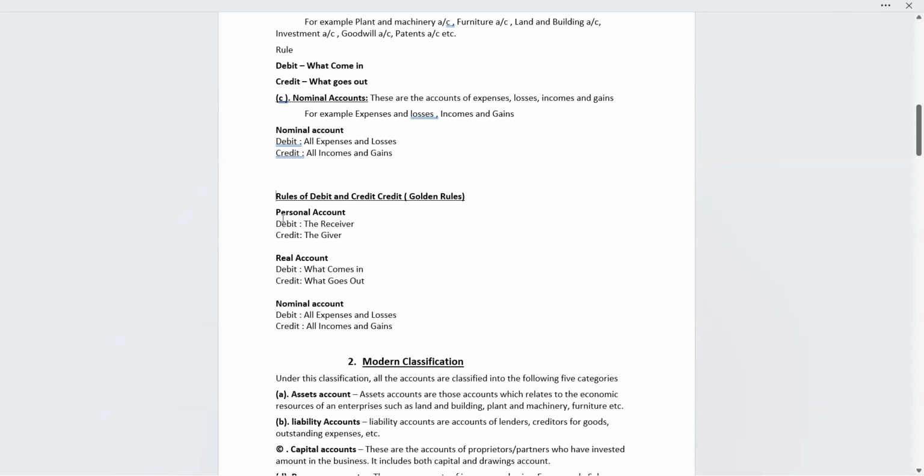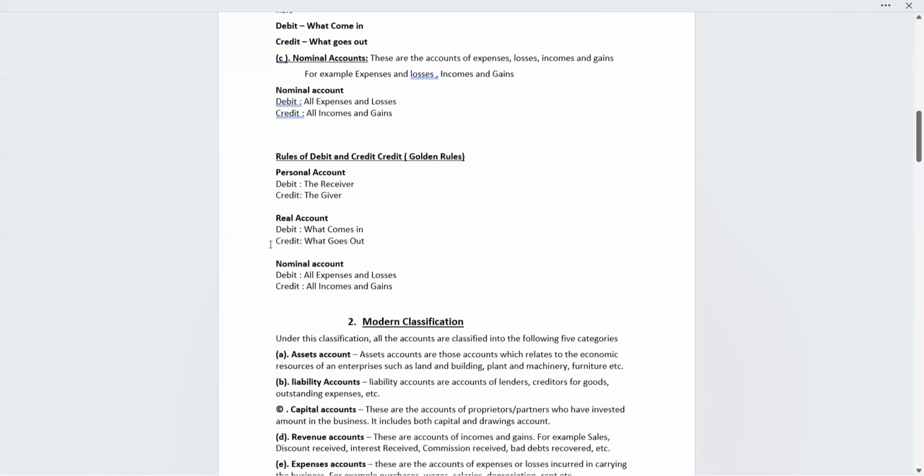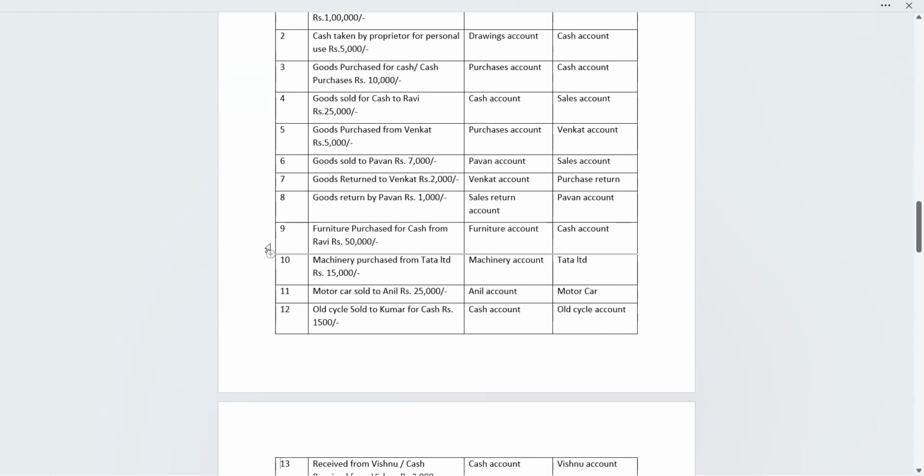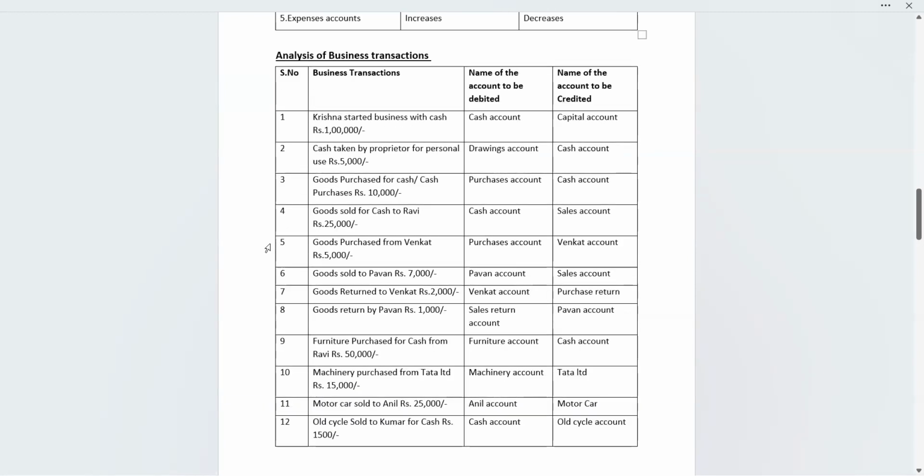So personal account, again, I will repeat it. Personal account, debit the receiver, credit the giver. Real account, debit what comes in, credit what goes out. Nominal account, debit all expenses and losses, credit all incomes and gains. So now some examples I will explain. Here I mentioned a lot of examples.